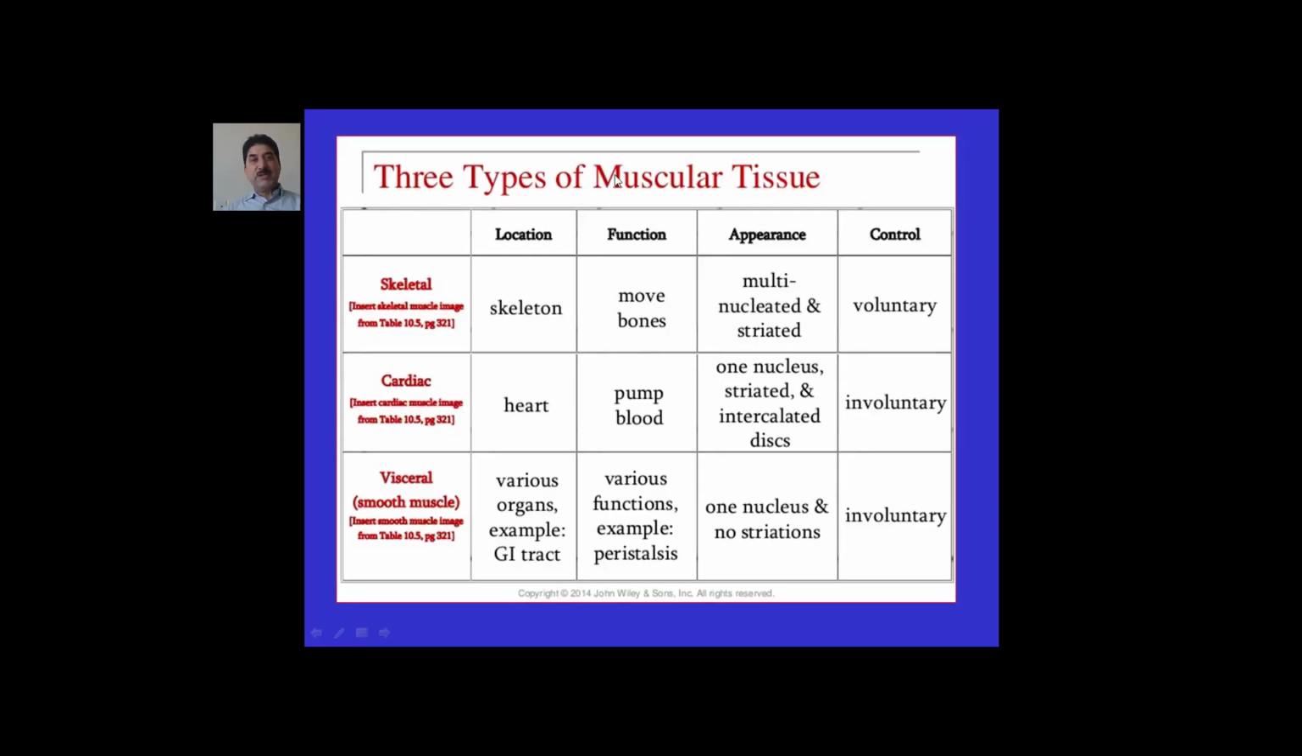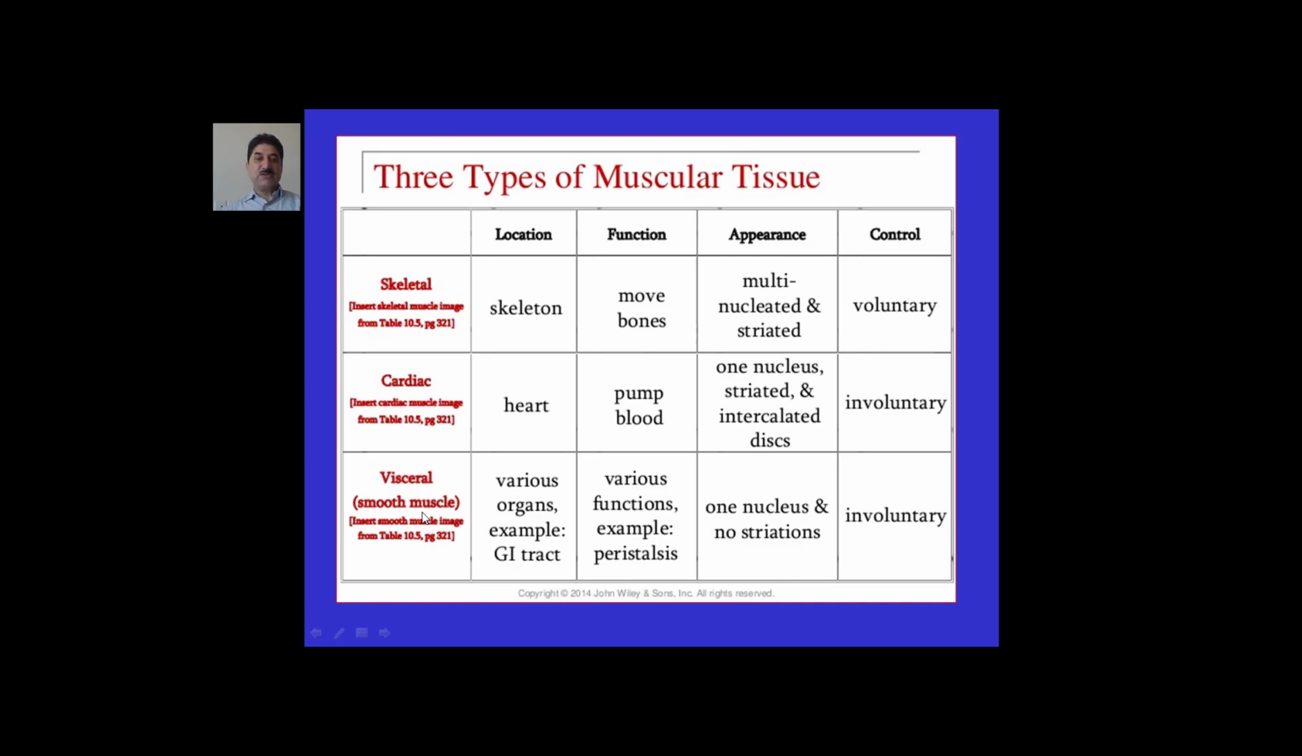As shown in this table, the three types of muscular tissue are: skeletal muscle, attached to the bones, moves the bones. Here the cells are multinucleated and it appears striated. It is under voluntary control. The cardiac muscle is present in the heart and pumps the blood. Cardiac myocytes have only one nucleus. They have a striated appearance, and a superficial feature of cardiac myocytes is intercalated discs. Unlike skeletal muscle, cardiac muscle is involuntary.